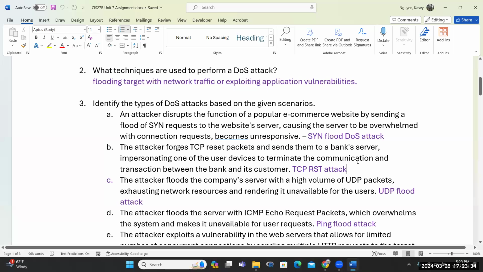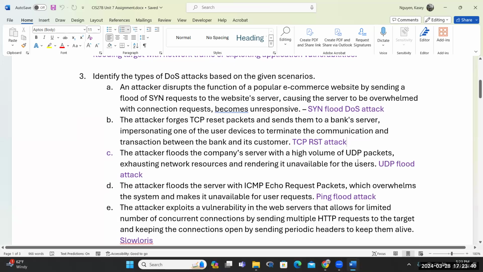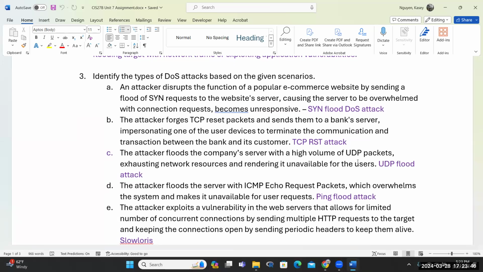So some are more complex than others. And then for C, the attacker floods a company server with UDP packets. So we know that there's TCP and there's UDP. UDP is often used for things that don't need reliability, communication that doesn't need reliability, like online radio. So UDP packets can also be generated to exhaust the server or the system. And so, UDP flood attack. You guys know which server uses mostly the UDP?